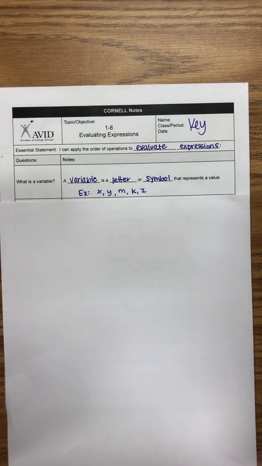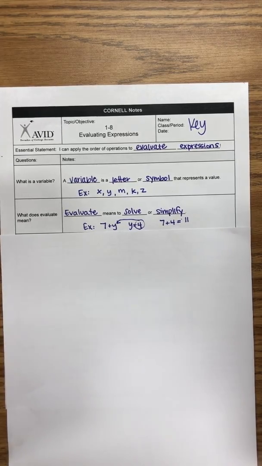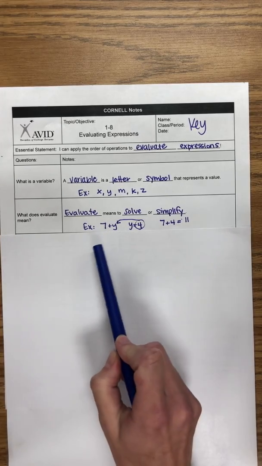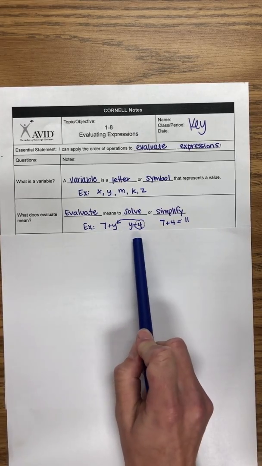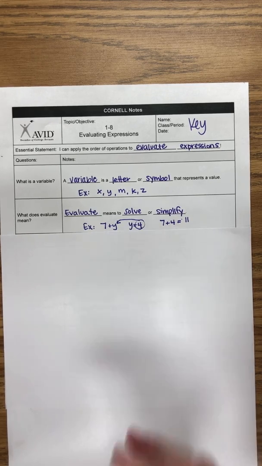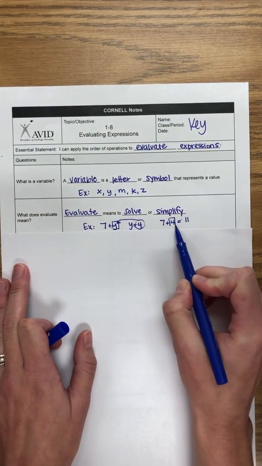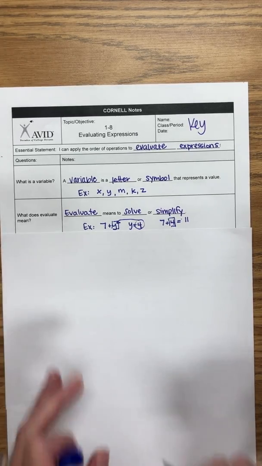So the first thing we need to talk about is what is a variable. That's vocabulary. A variable is a letter or symbol that represents a value. Examples could be things like X and Y, M, K, and Z, really any letter of the alphabet. What does evaluate mean? Evaluate means to solve or simplify. The example here in the problem is 7 plus Y. I can evaluate, or plug in, with the 4 plugging into the Y here and replacing it. So I now have 7 plus 4 equals 11.